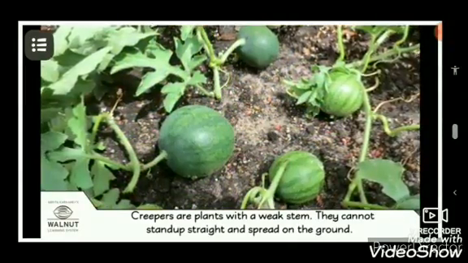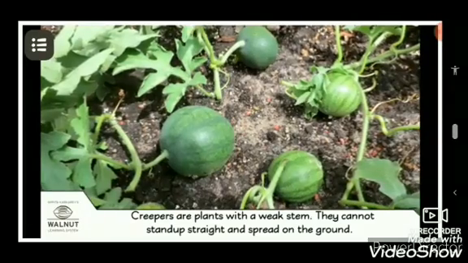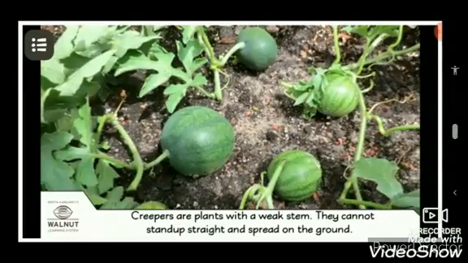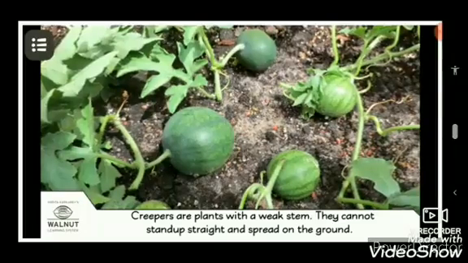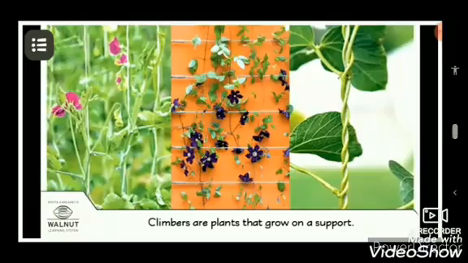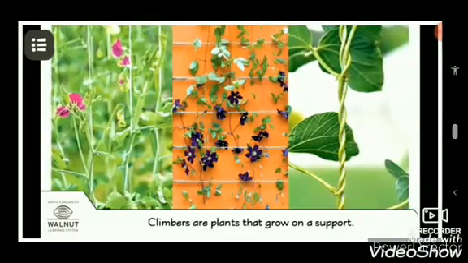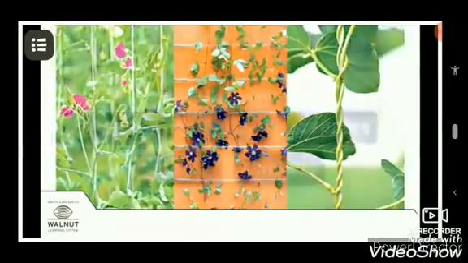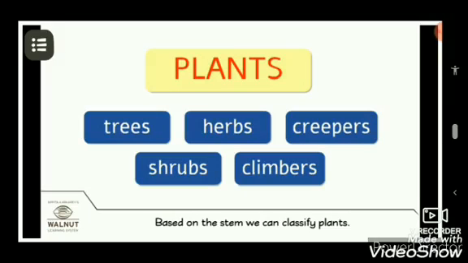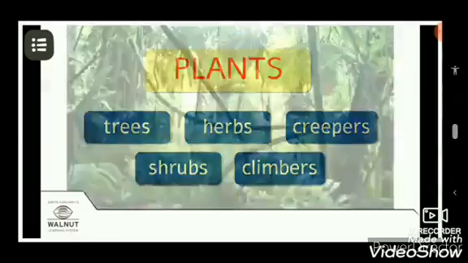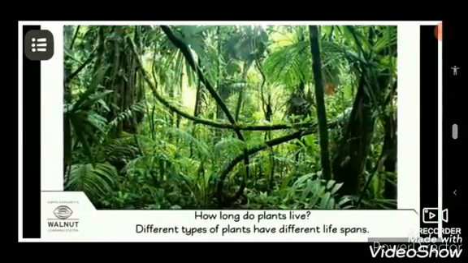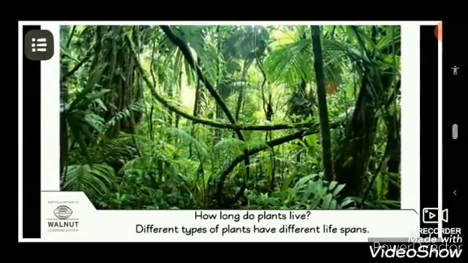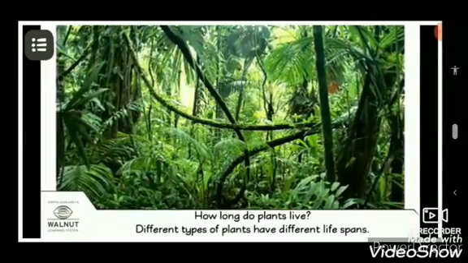Creepers are plants with a weak stem. They cannot stand up straight and spread on the ground. Climbers are plants that grow on a support. So plants are classified as trees, herbs, creepers, shrubs, and climbers. Now, how long do plants live?